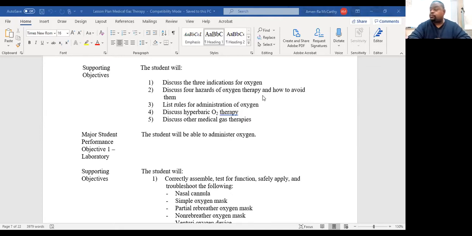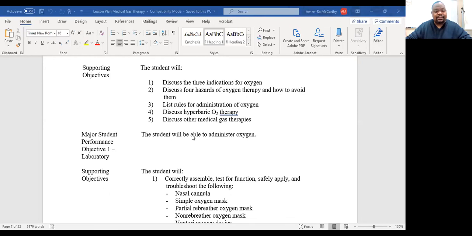All right. We're going to get to all of those low flow devices today. That's what we're going to do today. Now, you're going to be able to discuss the three indications. Indications are, why do we give oxygen? The four hazards of oxygen, because too much of anything is a hazard. And the lecture told you guys yesterday the four hazards of oxygen therapy. I expect you to be abreast of them, just like if I would have been there teaching it live.